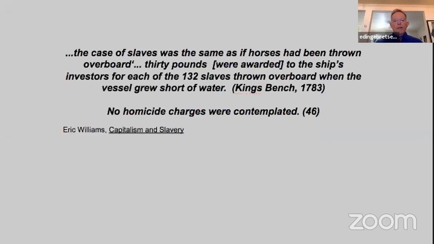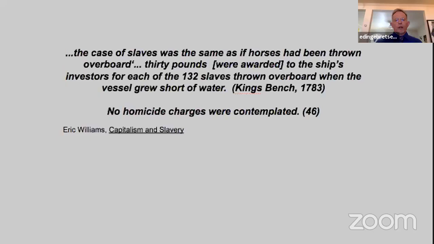Capitalism and enslavement. The King's Bench in 1783, reviewing a case brought to it, decided this way: the case of slaves was the same as if horses had been thrown overboard. £30 were awarded to the ship's investors for each of the 132 slaves thrown overboard when the vessel grew short of water. No homicide charges were contemplated.